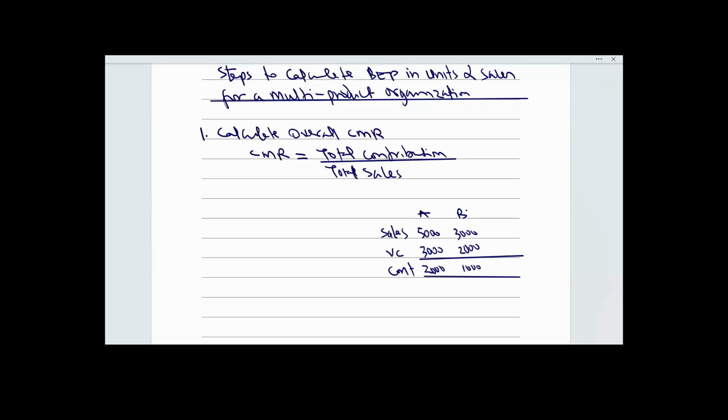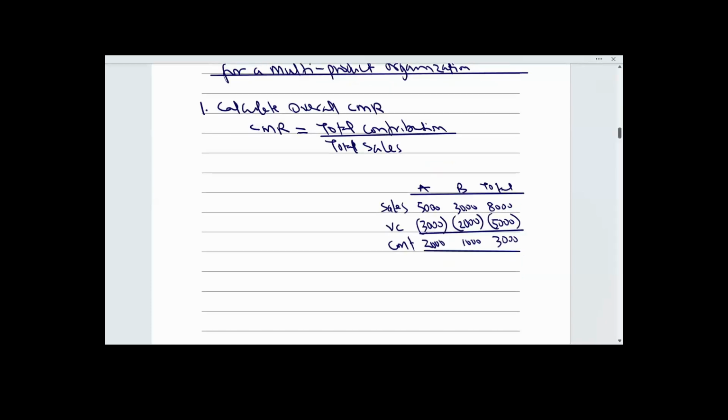So you then want to determine the overall contribution for this company. Therefore, you are going to create a column for total. What's the total sales? Total sales is 8,000. What's total variable cost? Total variable cost is 5,000. Then total contribution will be the difference between 8,000 and 5,000, which is 3,000.